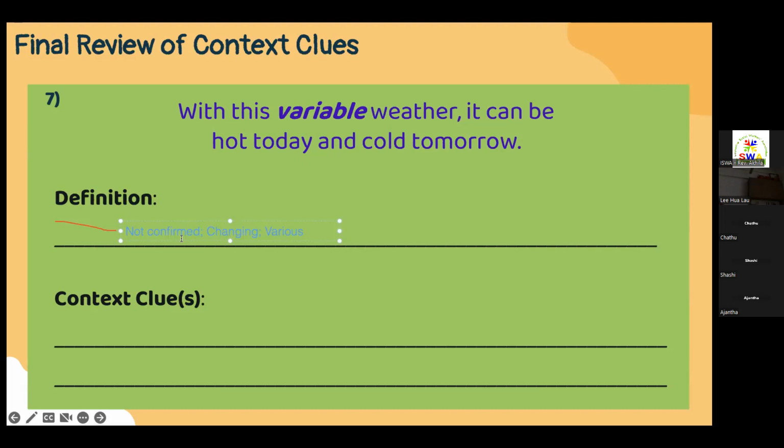Okay, so there are two things here. I think variable, this is an example or illustration, because they are saying that with this variable weather, it can be hot today and cold tomorrow. So variable, you can take it to mean that it is hot today and cold tomorrow. So this is actually an example or illustration context clue.